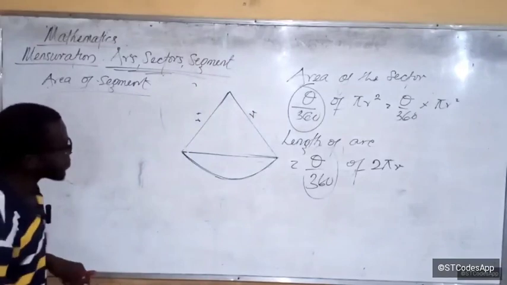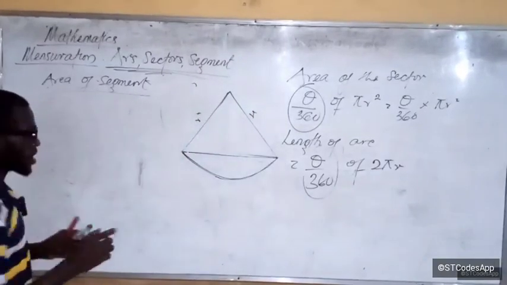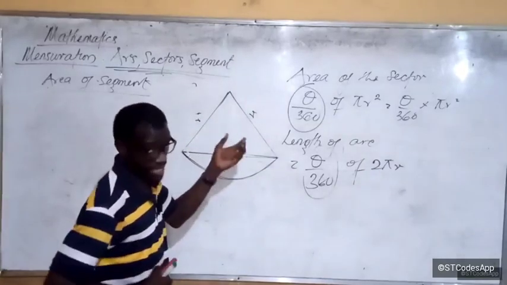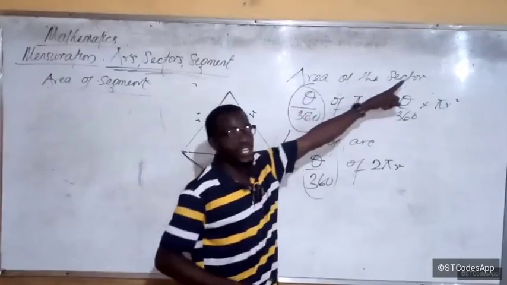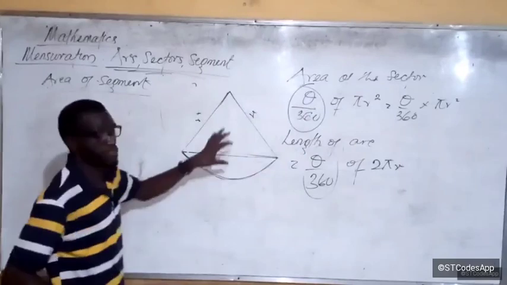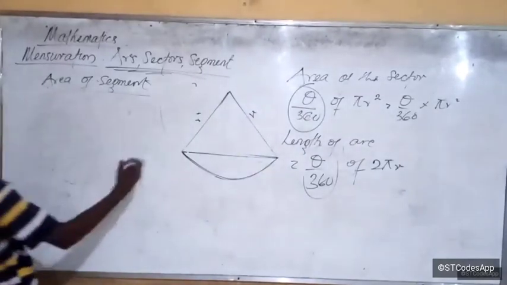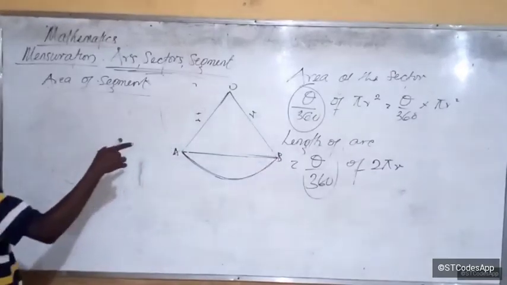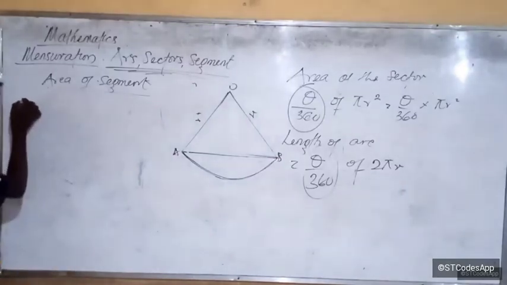Now, how do we calculate the area of this segment? It's very simple. As you can see, the segment is a part of the sector. So since the segment is a part of the sector, what do we basically do here? For example, we name this AOB. If we name this AOB, what we'll just do is subtract.